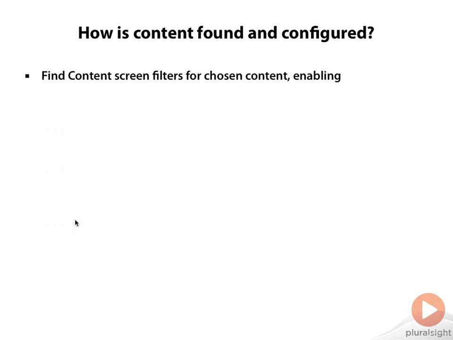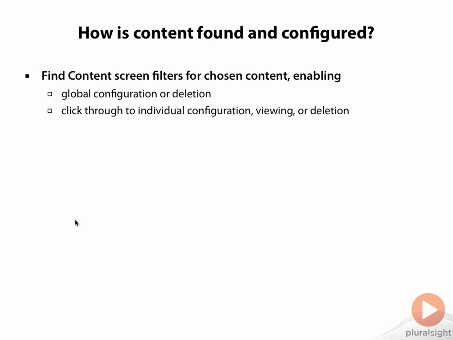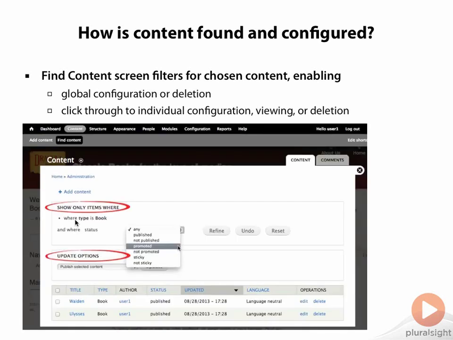Once you've created nodes of content, the Find Content screen gives you filtering functionality to choose content, and it enables you to globally configure or delete the content, or click through to individual nodes to configure them, view them, or delete them. We'll see that this screen gives us a filtering interface, allowing us to filter by type or by status, like published or not, promoted or not, etc., as well as global update options to change those statuses or delete items of content, and some other capabilities as well.